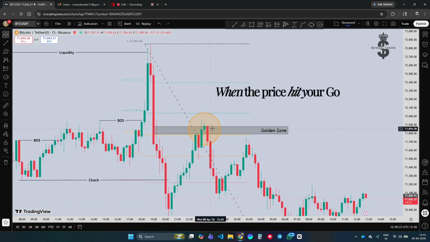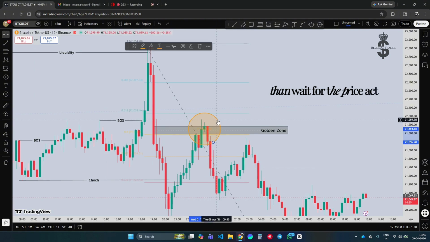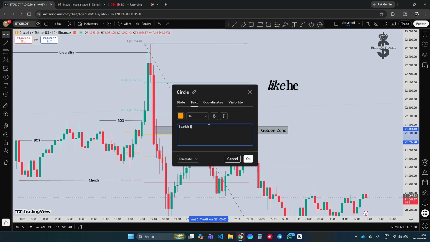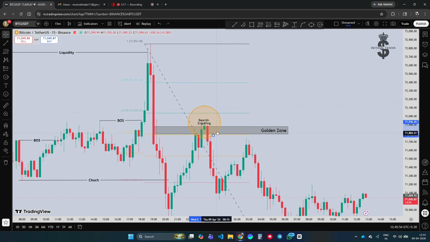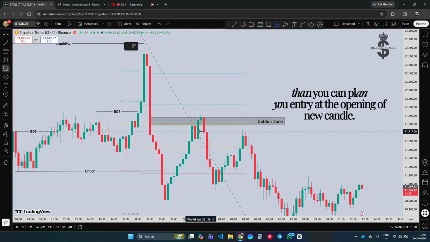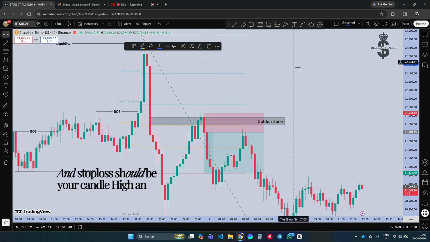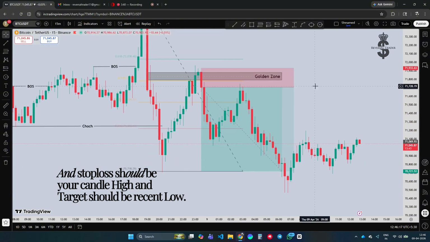When the price hit your golden zone, then wait for the price action. Like here you see forming the bearish engulfing on the golden zone. Then you can plan your entry at the opening of new candle. And stop loss should be your candle high and target should be recent low.